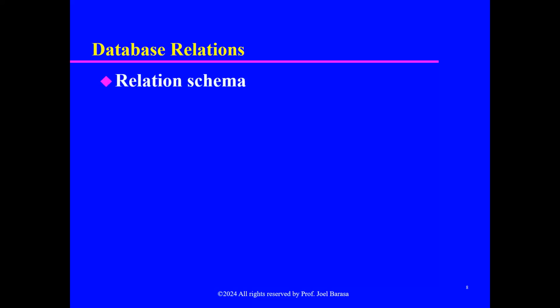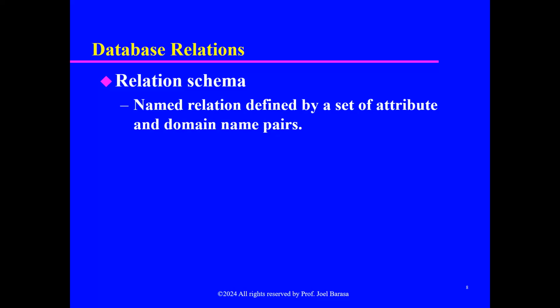So what are the database relations? We're talking about the relation schema. What is a relation schema? It is a named table that is defined by a set of attributes and domain name pairs. That is what a schema is. So a relational database schema.